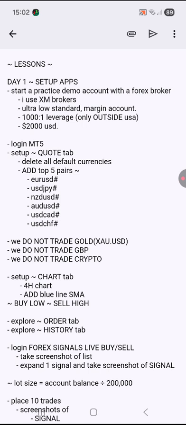We'll set up the quote tab. I'm going to show you the quote tab. We're going to delete all the default currencies that are there, and we're going to add our top 5 pairs that we trade.